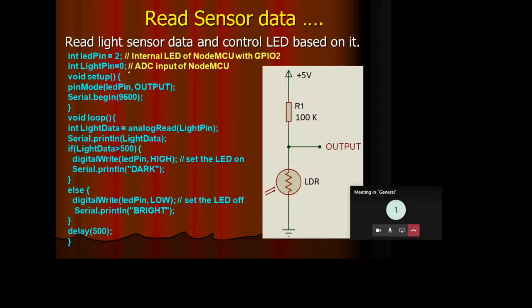Last time, we were reading the LDR data. Whenever we put a finger on the LDR sensor, light will not fall on this LDR.